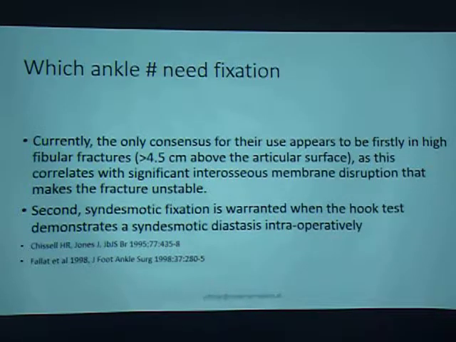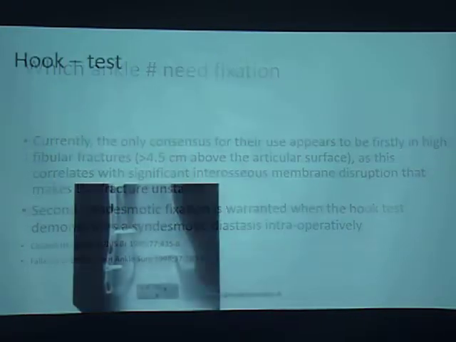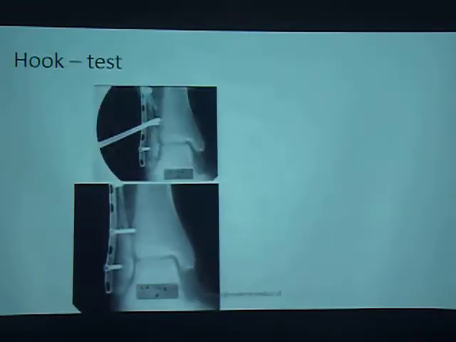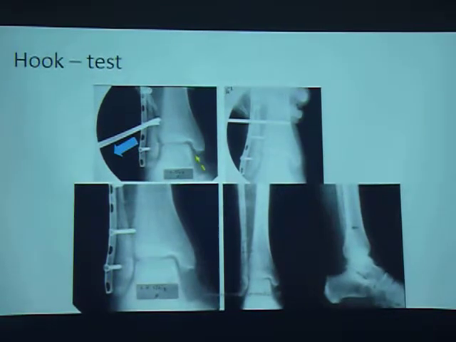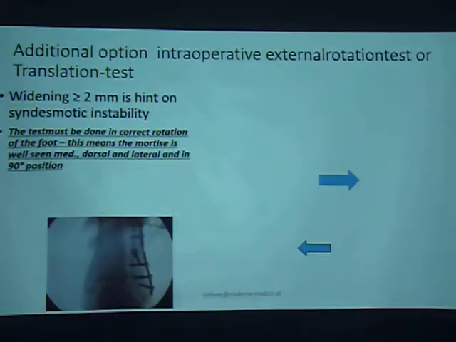But if you have a deltoid rupture alone and no avulsion fracture, then you should be more aggressive with the syndesmotic screw. Like in this case, and if you are in doubt, you can do the hook test. And you see, with the hook test, it widens a little bit. That means the syndesmosis is unstable, and then you must do a screw.